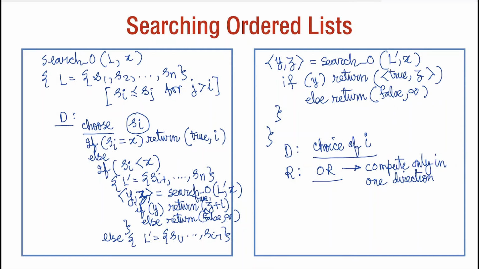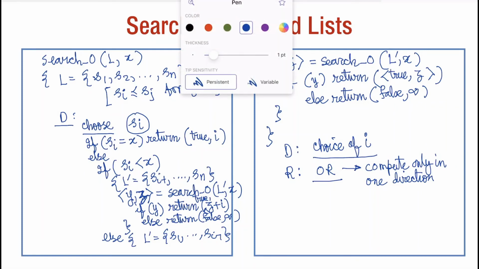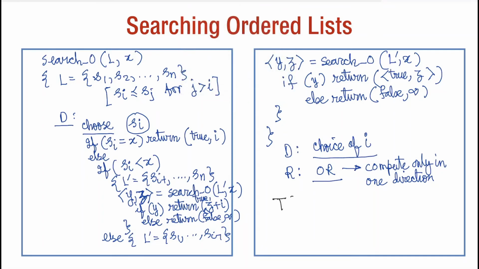Therefore, the time complexity from this recursion tree, Tn, is equal to, where we choose i, either Ti minus 1 or Tn minus i plus 1, plus this one comparison that we had to do. So plus order 1, and out of these two, whether we move right or left, it will be the maximum. So it will be the maximum of Ti or Tn minus i.